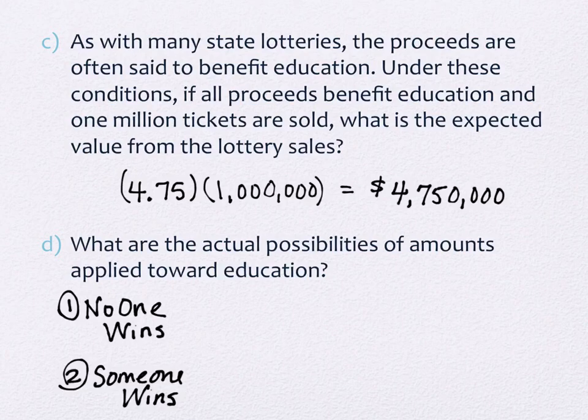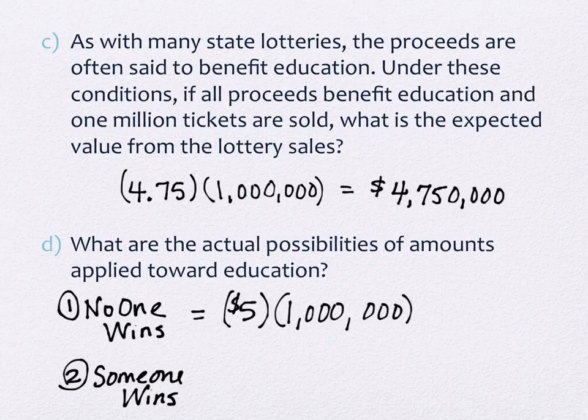So let's talk about the no one wins scenario then. If no one wins, then the state, or the lottery system, did not actually collect $4.75 per ticket. What did they collect? The tickets were $5. So if no one wins, then there were $5 tickets sold, and they sold 1 million of them. So how much money did the state make? 5 million. And that's not dreadfully different looking than my 4,750,000. I mean, not that 250,000 is nothing. I'm not saying that. But the numbers are not dreadfully different.